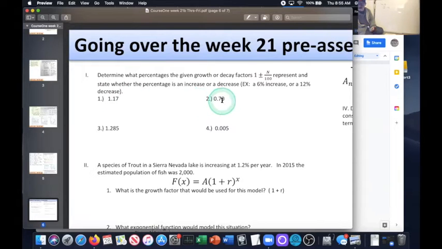Whereas over here, we had to subtract from the one, and so we didn't subtract 0.7 from the one, we subtracted 0.3 from the one. So this is a 30% decrease.